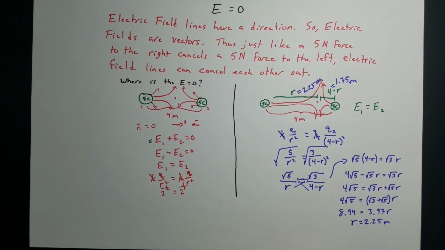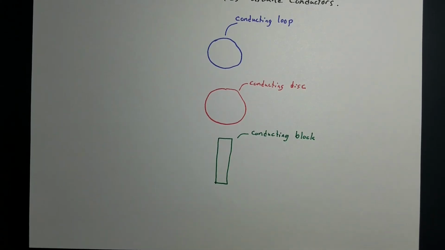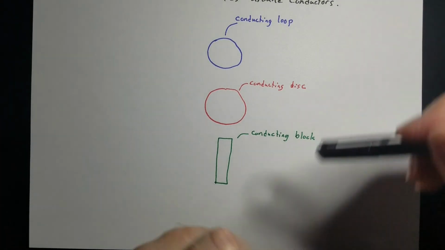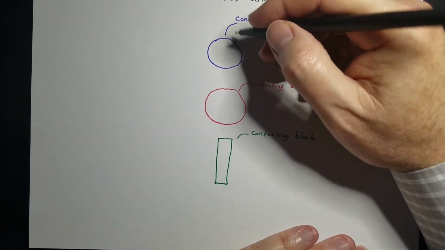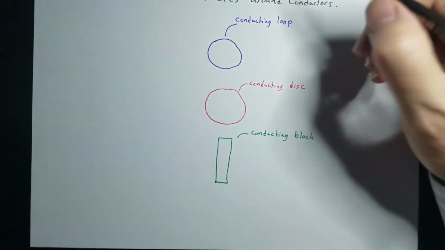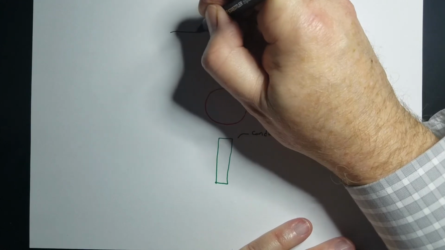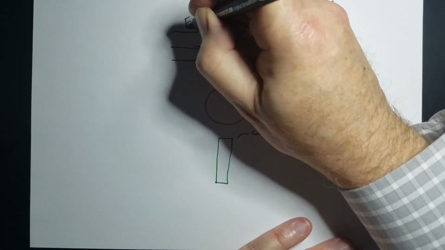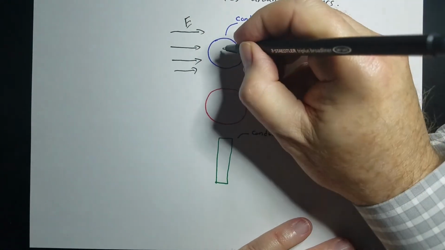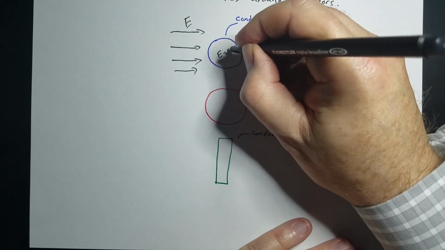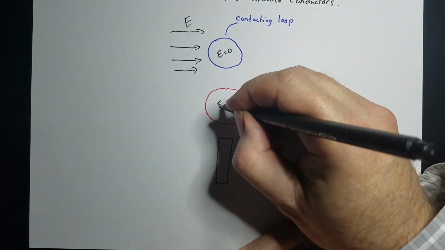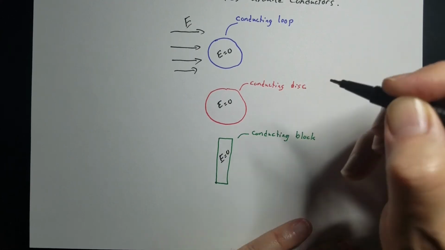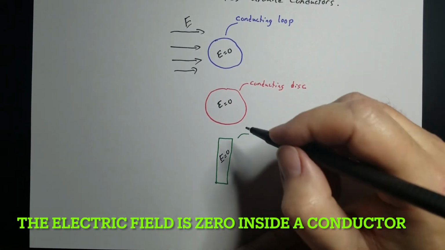All right, one more thing. Where else is the electric field 0? Well, inside any conductor or conducting loop. So if I've got a conducting loop, that's just like a wire ring, and I've got an electric field coming through here, that's my electric field. The electric field inside this loop, or inside this disc, or inside this block, is all going to be 0. There's not going to be an electric field inside there.